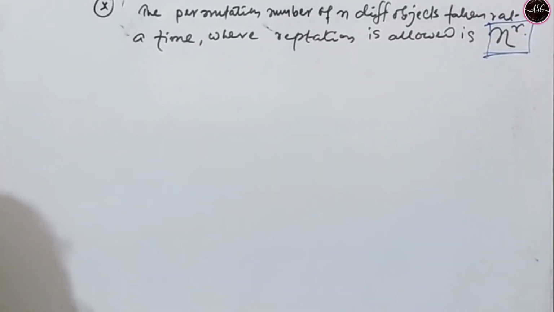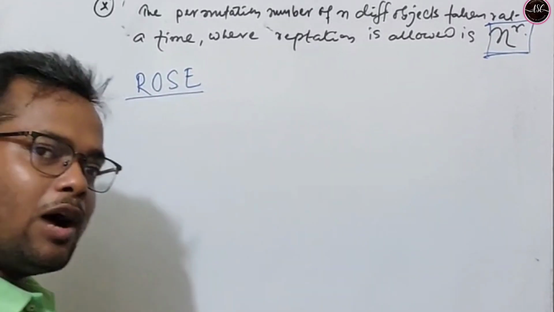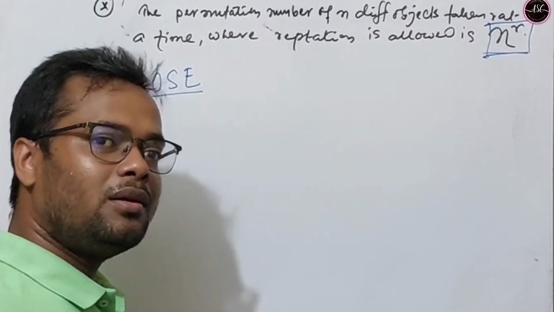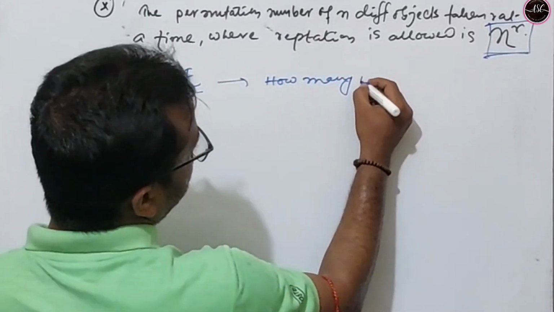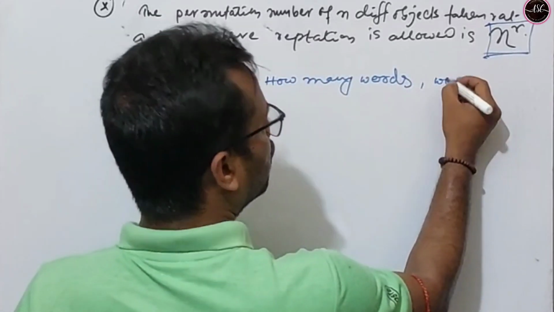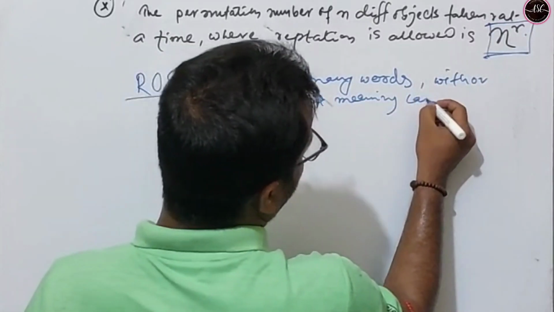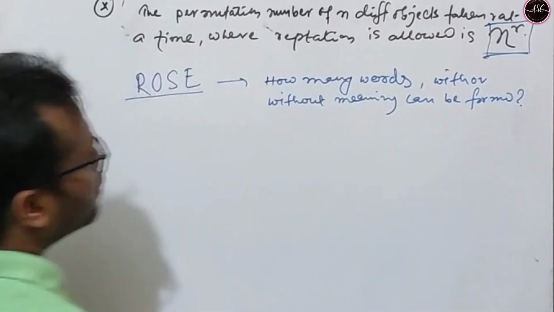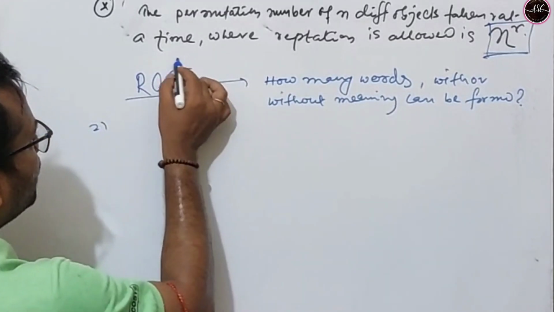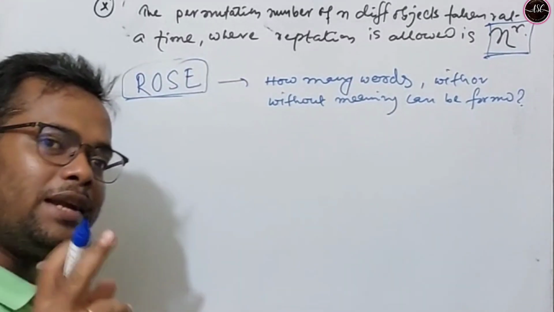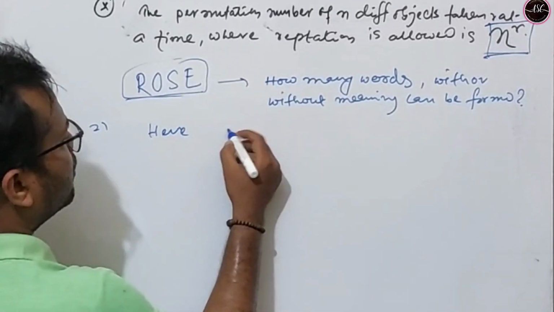In the previous class we did an example. Just think of the word ROSE. The question is, how many words, with or without meaning, can be formed from this? By the nPr theorem, we can do this. Here, just look, in ROSE the total number of letters is 4, so here there are 4 different objects.